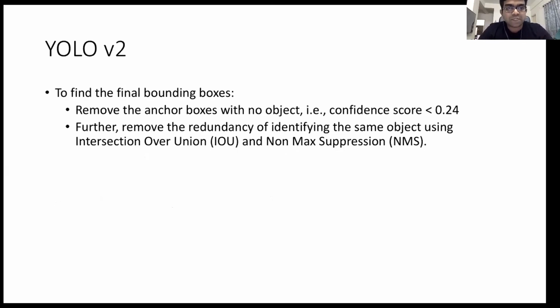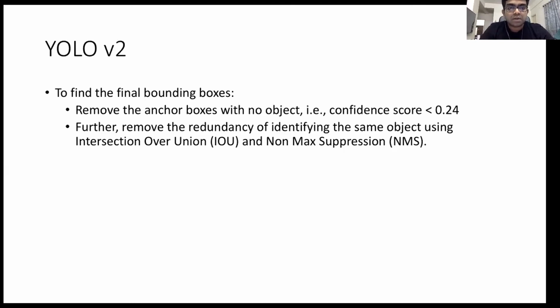Once we have these predictions, now the task is to reduce these anchor boxes to find the object. How do we do that? There are 2 steps. The first is to remove those anchor boxes which contain no object. Here we can simply look at the confidence score. If it is less than 0.24, which is mentioned in this YOLO implementation, but it's up to you, you just ignore that anchor box. You suppress that anchor box. And for the remaining anchor boxes, you use something called intersection over union and non-max suppression. I'm going to explain what they are.